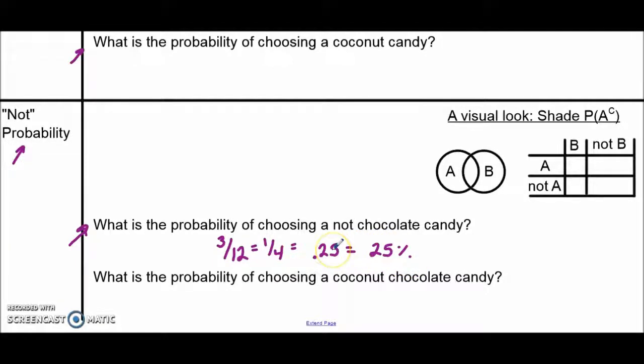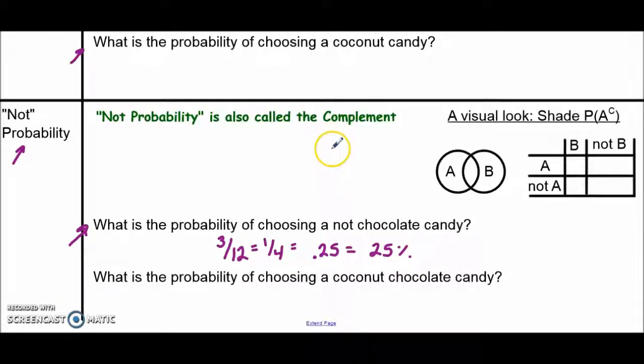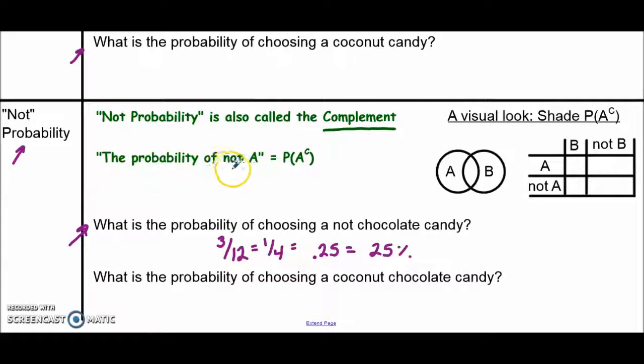Now, what about the details of not probability? Turns out that not probability, or the probability that something doesn't happen, is also called the complement. Now, just like before, we've got a shorter way of writing the probability of not something happening. So the probability of not A is written P in parentheses A with little c up here as a superscript, almost looking like an exponent. That c stands for complement.